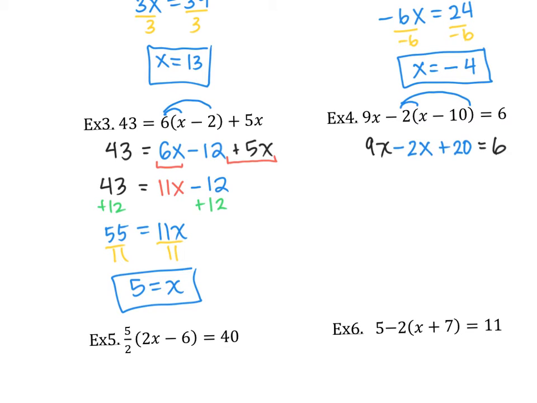Okay, let me see if I can get the x by itself now. I still have these x's together, so I'm going to simplify a little more. Let's see, I have 9x minus 2x. 9x minus 2x is 7x. Okay, I'll bring down the plus and the 20 and the equals and the 6.